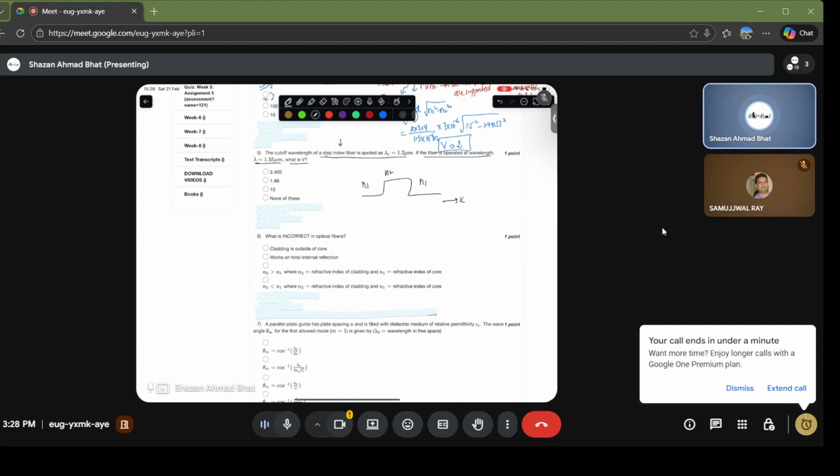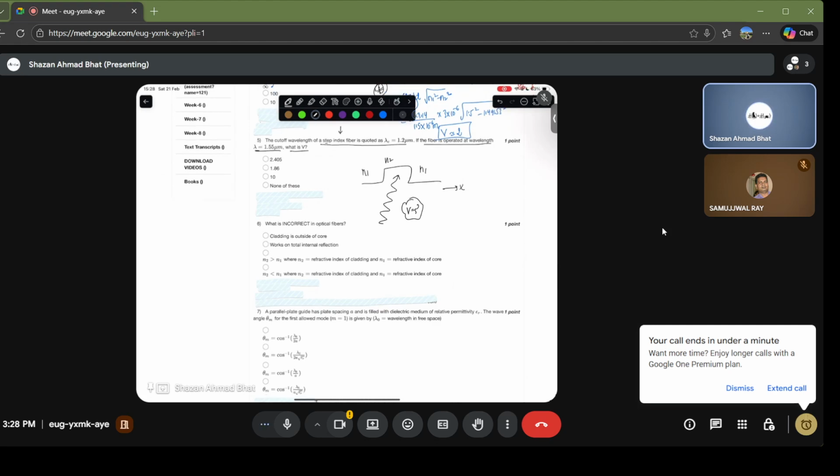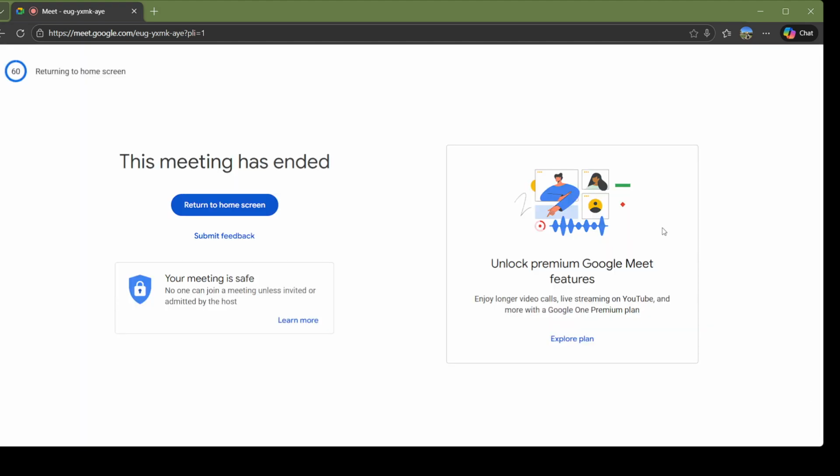That means if you have a fiber where the electromagnetic wave is moving through this region, you need to find how many modes are supported. So you need to find the V number. For this, the V number is again 2 pi over lambda.